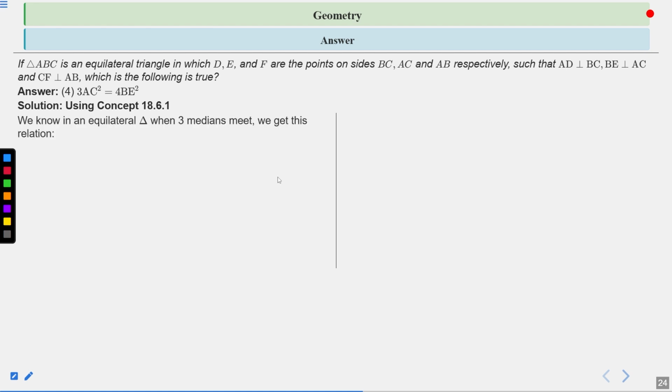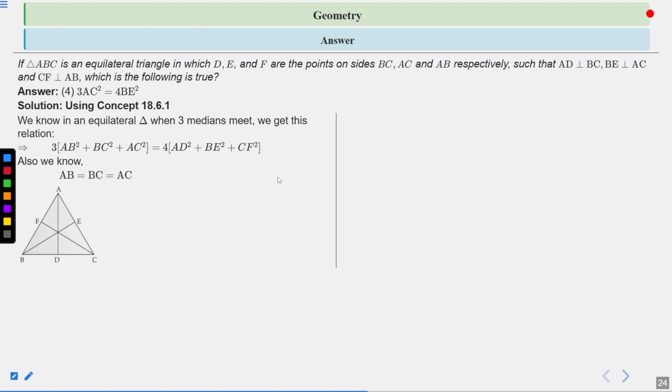So we know that in a triangle, when the three medians meet, we get this relation: 3 times (AB square plus BC square plus AC square) equals 4 times (AD square plus BE square plus CF square). We also know that AB equals BC equals AC because this is an equilateral triangle. So this is the diagram of triangle ABC, and D, E, F are the midpoints on the sides BC, AC, and AB.